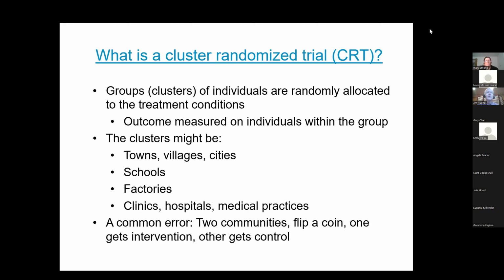A common error that people make is they have, say, 2 villages, 1,000 people in each village, and they flip a coin and one village gets the intervention, the other village gets the control, and they think they have this really great randomized trial with 2,000 people. But really, insofar as the analysis is concerned, the key N there is 2, because you've only got the 2 villages. And you can kind of see why that's a problem, because if there are any intrinsic differences between those villages, that would confound the treatment effect. So you have to replicate the number of villages in the intervention group and replicate the number of villages in the control group.